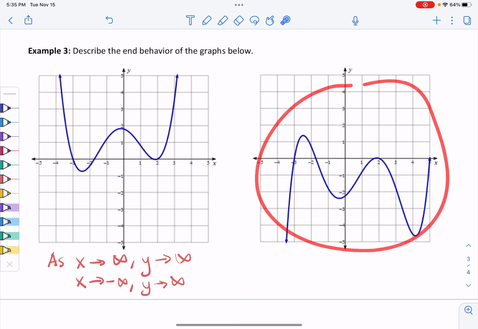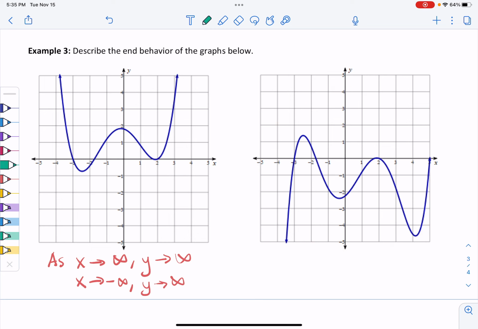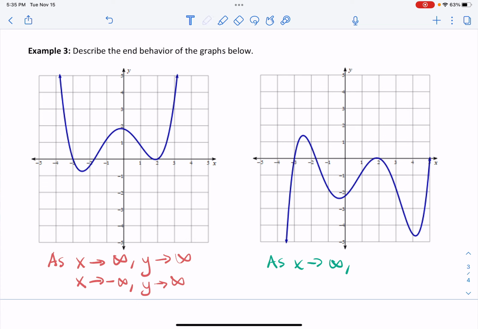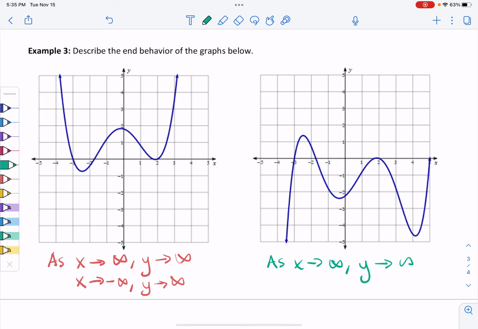Now, looking at this one over here, as x is going to positive infinity, right here, we are going up. So y is going to positive infinity as well. As x goes to negative infinity, y is going down. So y is also going to negative infinity.